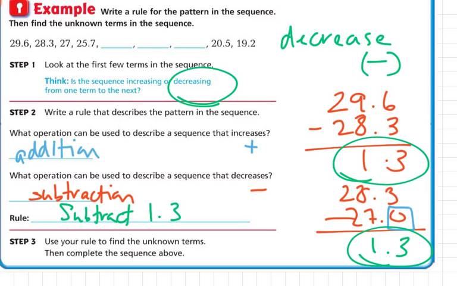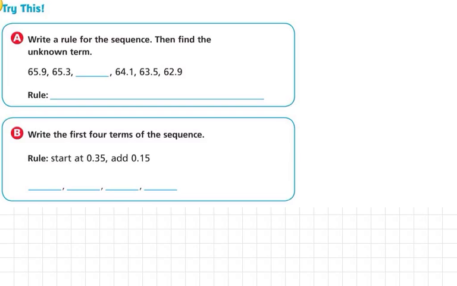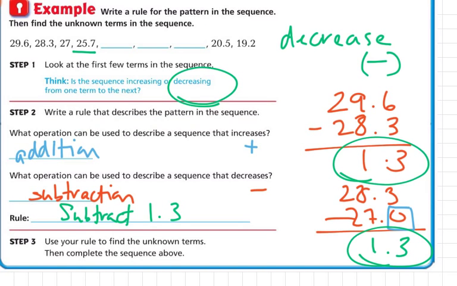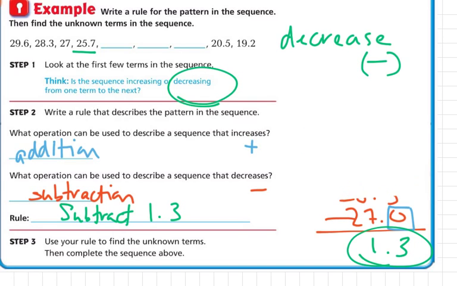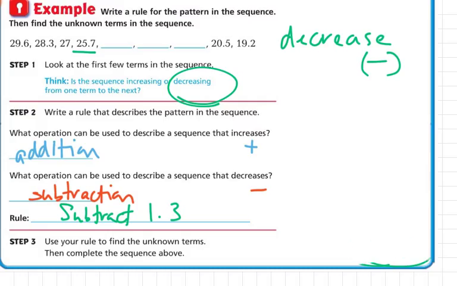Now in step 3, it says, use your rule to find the unknown terms in the sequence above. So what we're going to do is start with this last item that we had, and we are going to expand upon that. I'm actually going to erase this section on the side, so we have a little bit more space to work. Hopefully you've taken notes about these items on the side. So now we're going to start with this number that we have, which was 25 and 7/10, and we know we're going to subtract our rule that we just created.